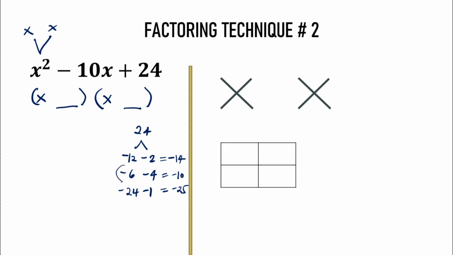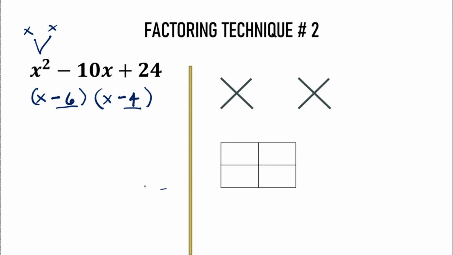Alright, ito, negative 6 and negative 4. Ibig sabihin, ilalagay natin dito si minus 6 and minus 4. Okay? Place muna natin to, yung factors ng 24. Therefore, the factors of x squared minus 10x plus 24 is x minus 6 times x minus 4.